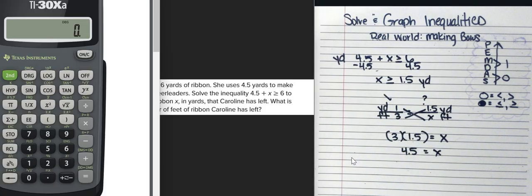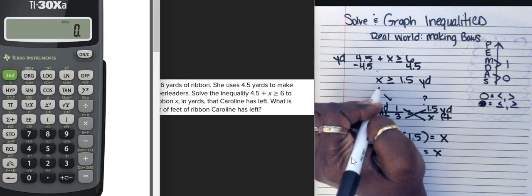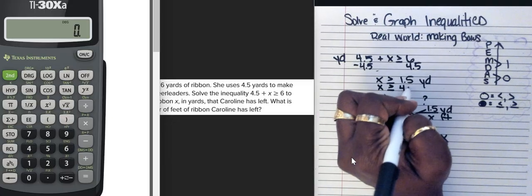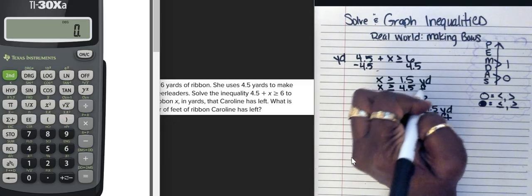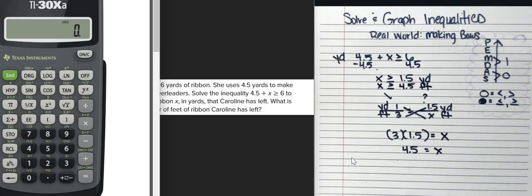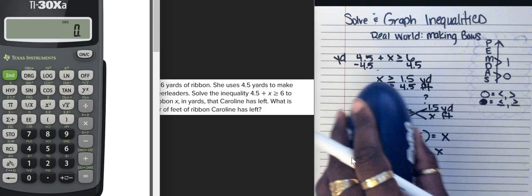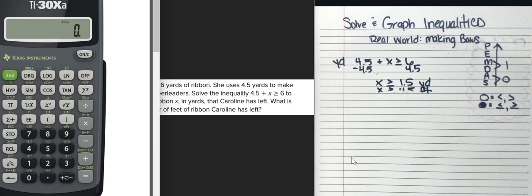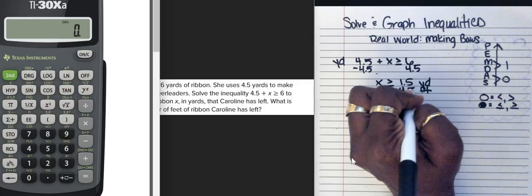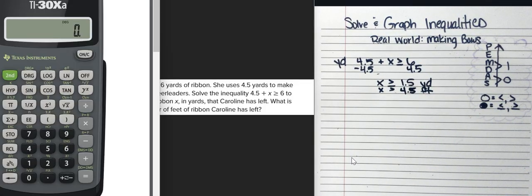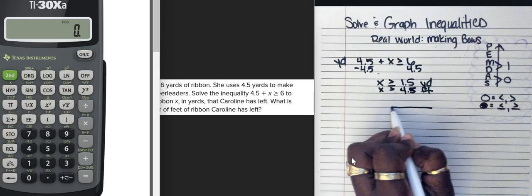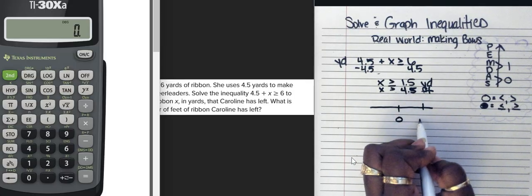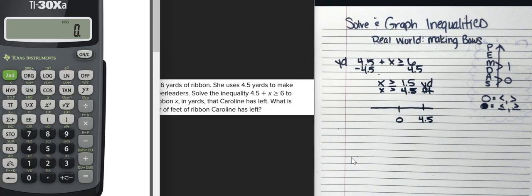So let me write this up here. So we're going to rewrite it. x is greater than or equal to 4.5 feet. Okay, so we have that there, and I'm going to just erase all of this here. All right, so let's see what we can do to plug in here and make sure that this makes sense. So I'm going to draw my number line. I have 0 in the center, and 4.5 is going to be on the positive side, so 4.5 is going to go about right there.